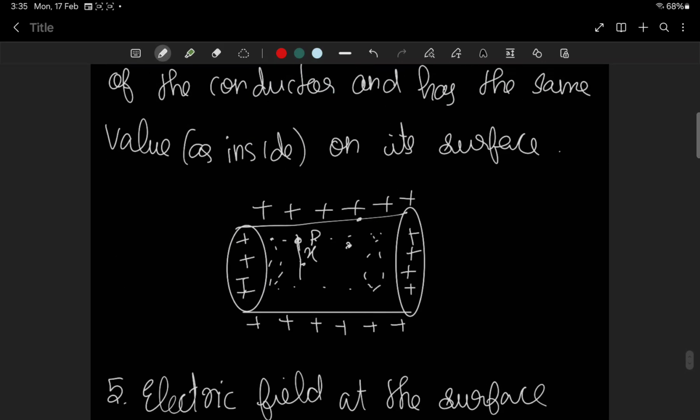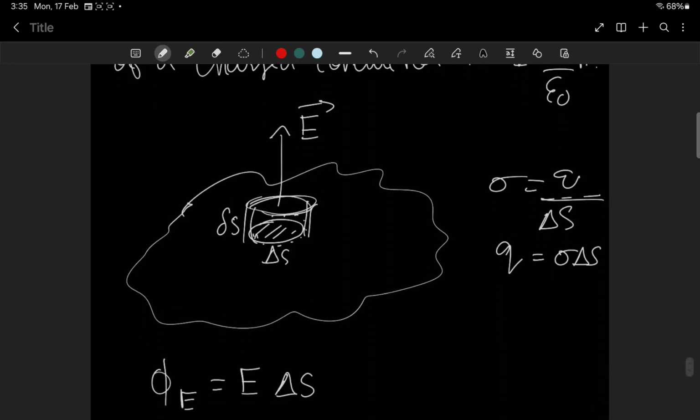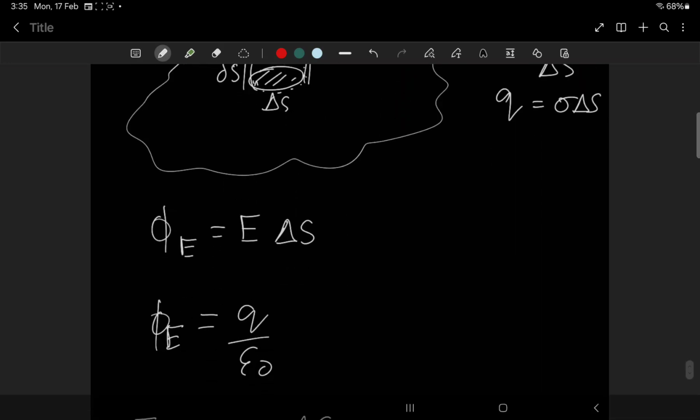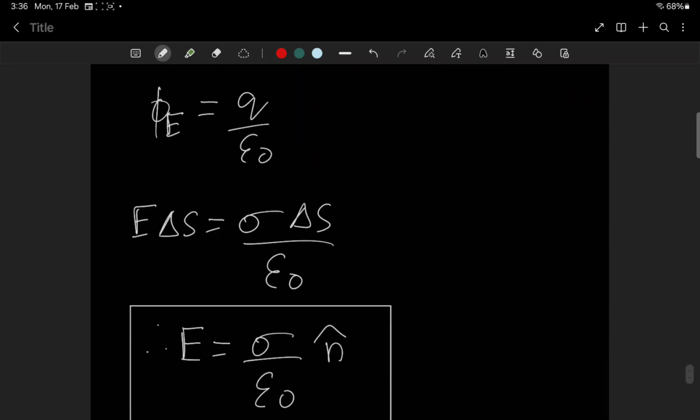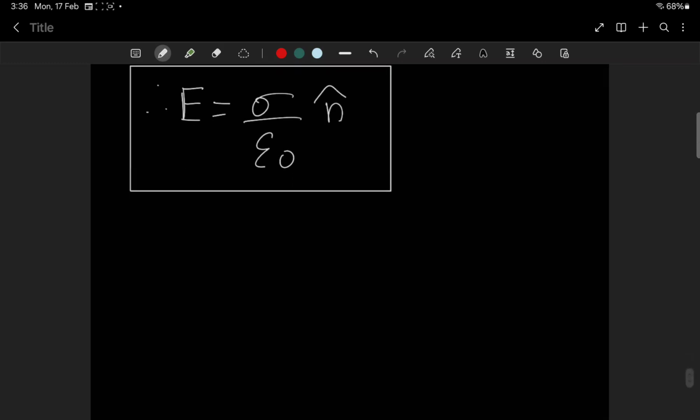I hope you understood. I am going to explain it once again. The electric field at the surface is given by sigma by epsilon 0. First of all, take a random conductor of any shape, and consider an area delta S. At that area, Q is sigma into delta S. So phi E is equal to E into delta S. Now delta S cancels, and hence we get E equal to sigma by epsilon 0. Important: n cap is the direction perpendicular to the plane of the conductor.